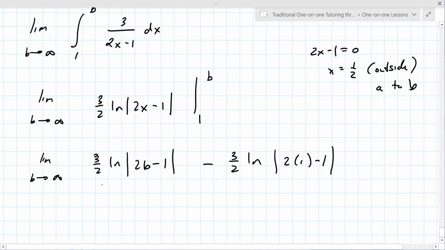All right. So this part right here is really what it all comes down to. And this is one of those natural log of infinities that I wrote earlier. This one diverges.